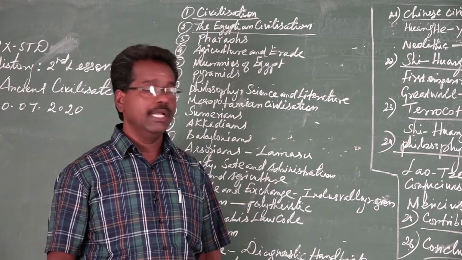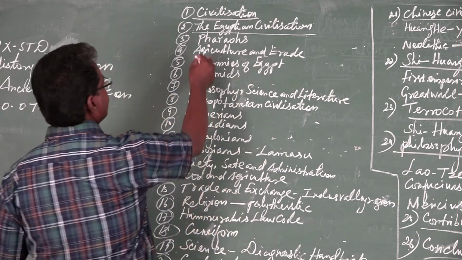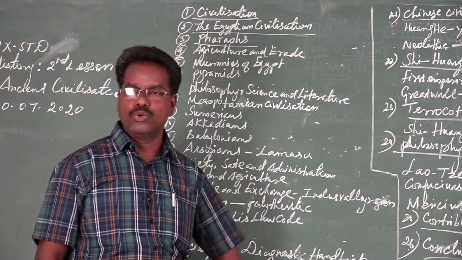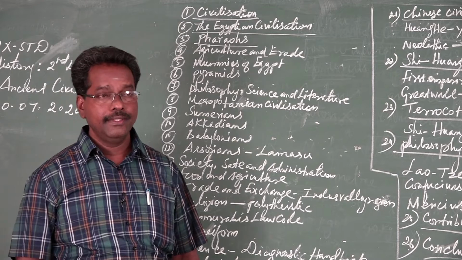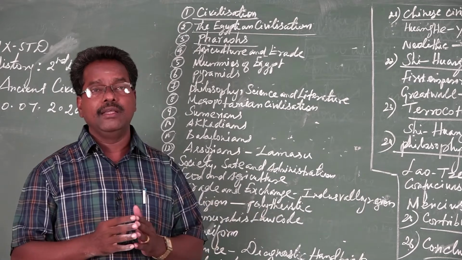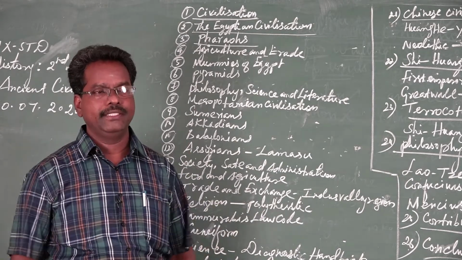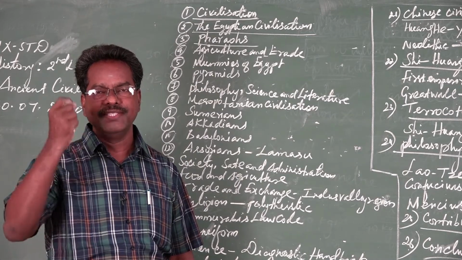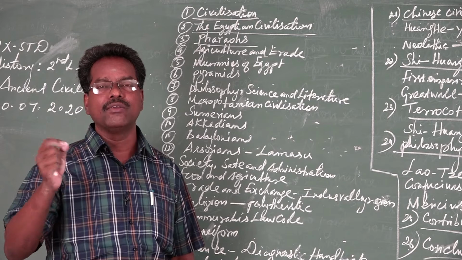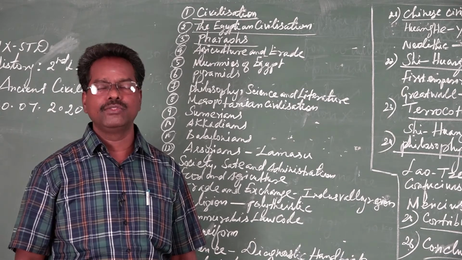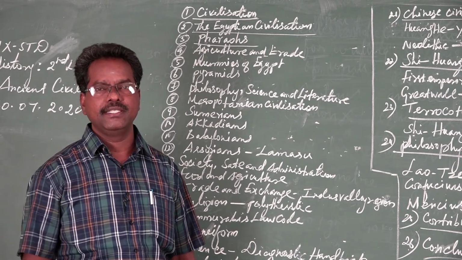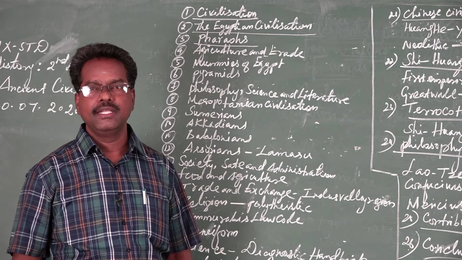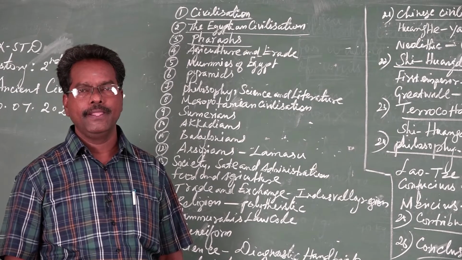Then, pharaohs. Egyptian kings were called pharaohs. They were treated as divine forms. These kings appointed a number of officials under their control for maintenance of their administration. For example, viziers, governors, mayors, and tax collectors.